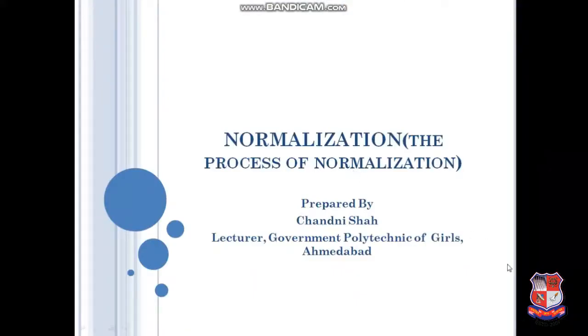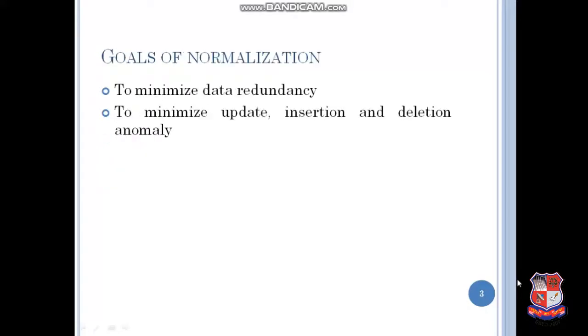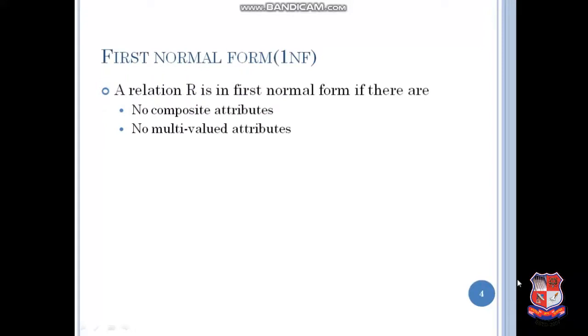Hello all, I am Chandni Shah and today we are going to learn about the process of normalization. These are the major contents of the presentation. Goals of normalization: to minimize data redundancy, to minimize update, insertion and deletion anomaly. First normal form. A relation R is in first normal form if there are no composite attributes, no multi-valued attributes.